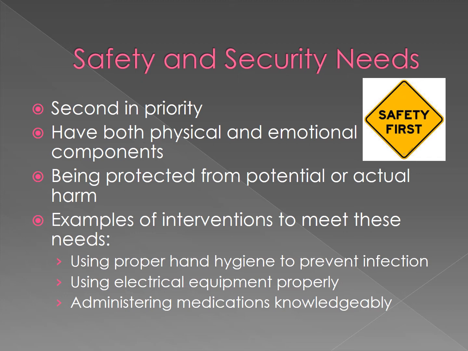We now come to the second level of Maslow's hierarchy of need, and that is safety and security. It's the second in priority, and it has both a physical and an emotional component. So we're going to first look at this slide to talk about the physical component of it. And that can look a variety of ways. We can kind of think of a variety of things.